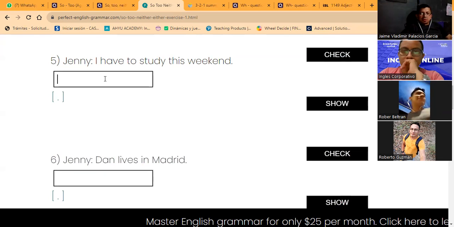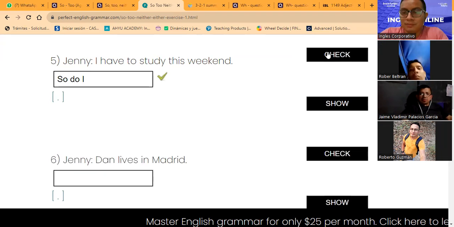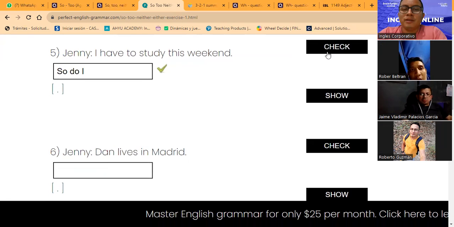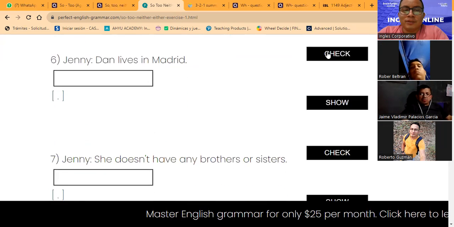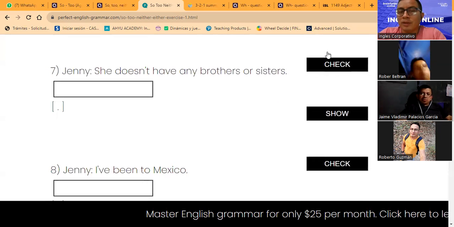So do I. So do I. ¿Por qué no es neither? Porque la oración está en afirmativa. Si estuviera en negativa, ahí sería neither. Yes. Vamos a ver otro más. Veamos este otro. Number seven, vamos a saltarnos un par por el tiempo.